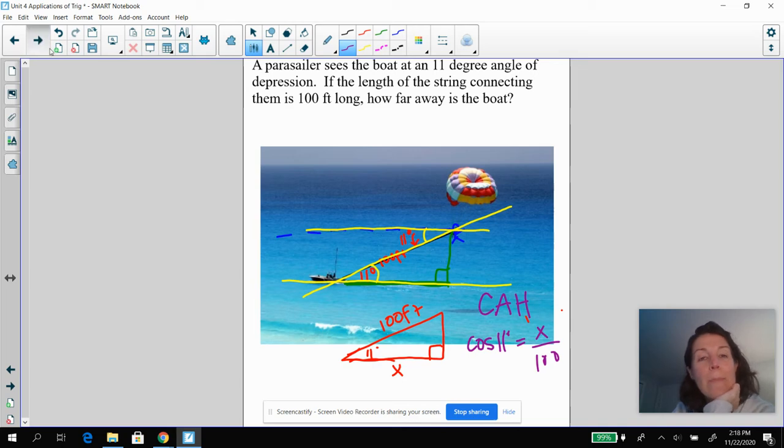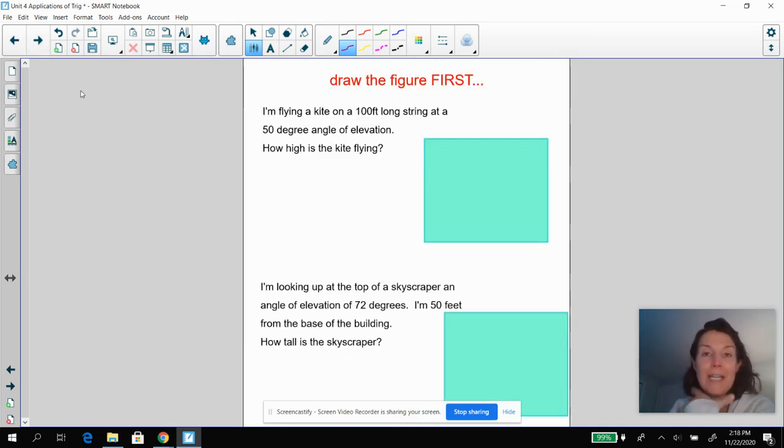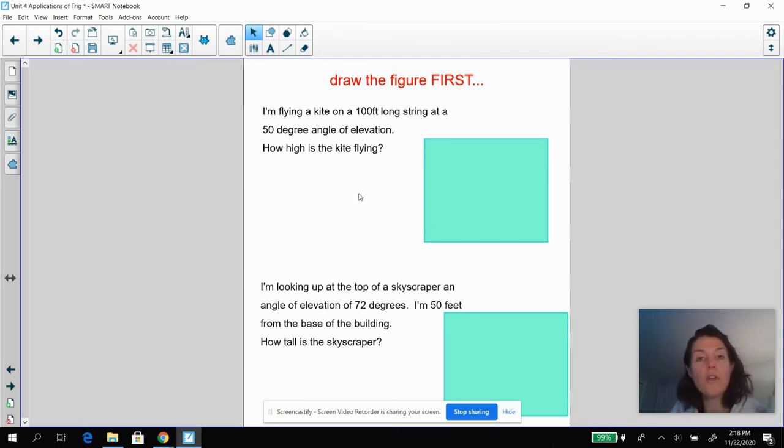Fabulous. The biggest problem here with these problems, not problem, but like challenge, is just drawing the figure. So I want you to pause the video right now and draw these two situations. Okay, we're back. So here you're flying a kite on a 100-foot long string at an angle of 50 degrees of elevation. So I want to know how high the kite is flying.